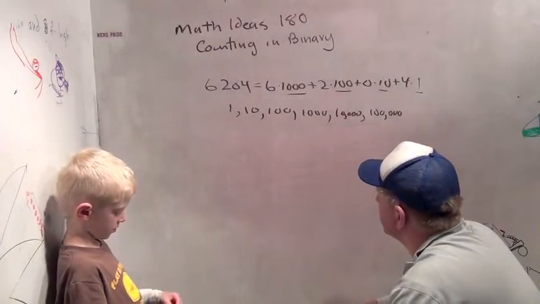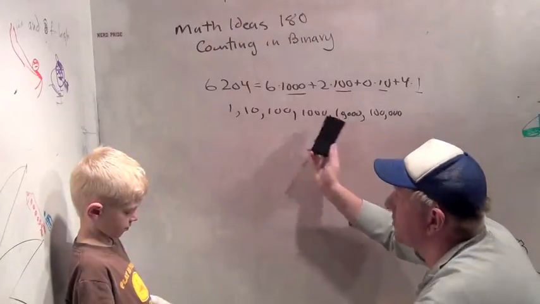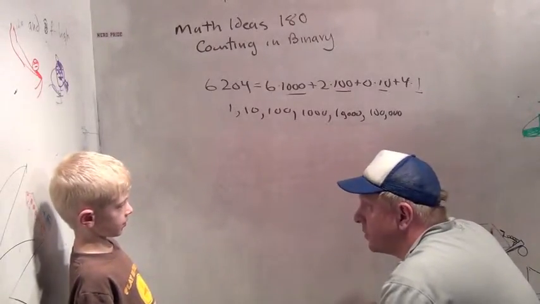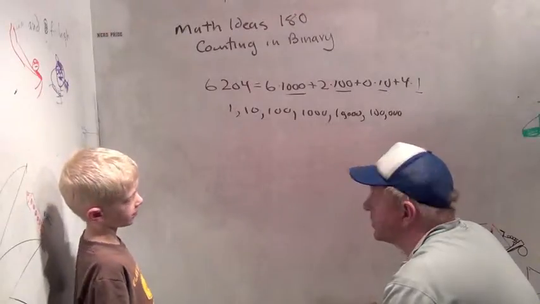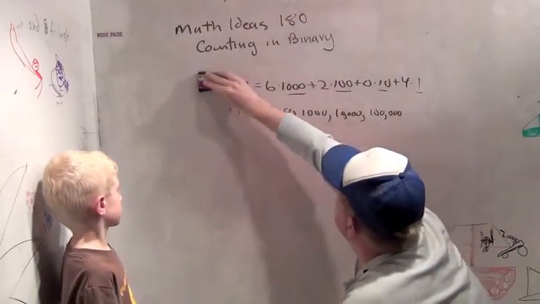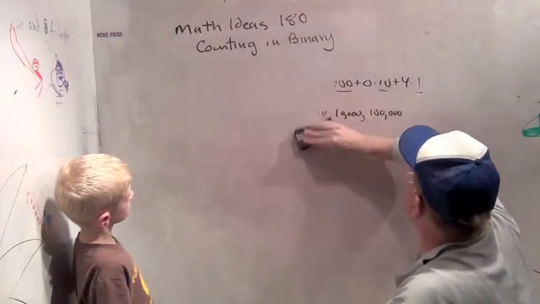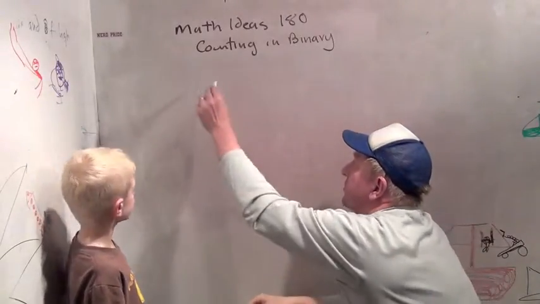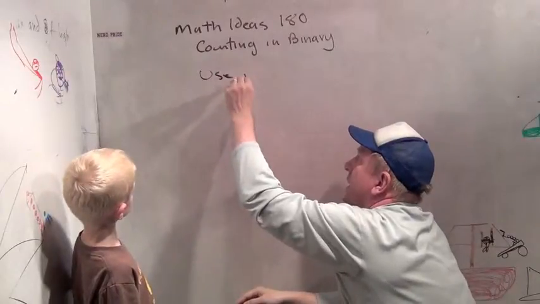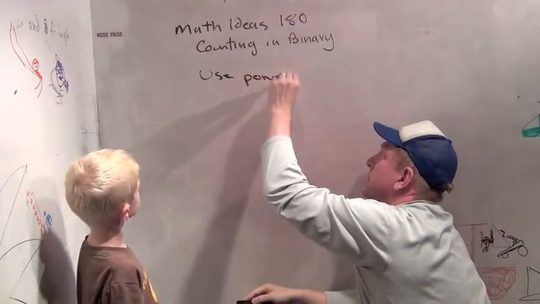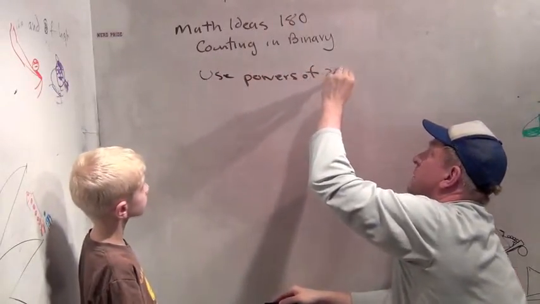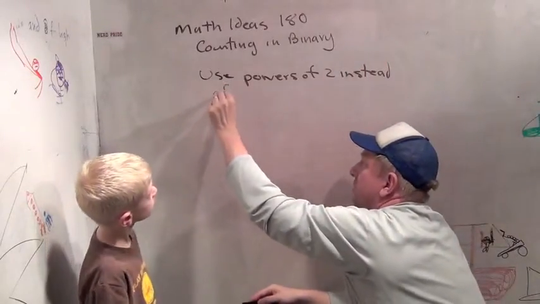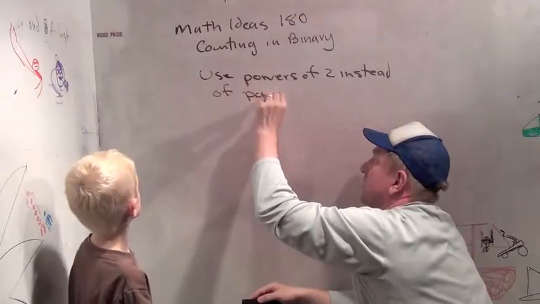And there's nothing really special about counting with powers of 10. It just makes our life a little easier, right? But we can do it with other numbers too. Today what we're going to learn about is binary, which uses powers of 2. So we're going to use powers of 2 instead of powers of 10.